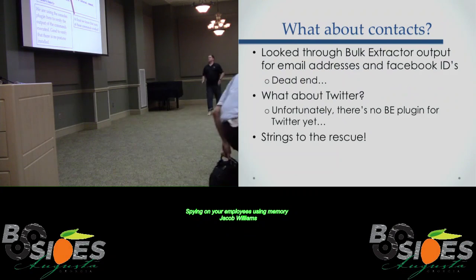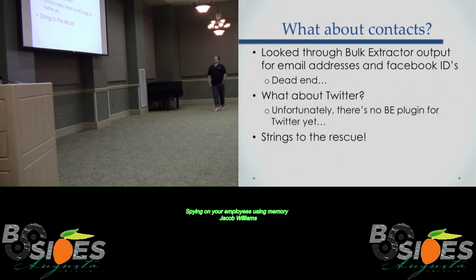I'm liking that. So, what about contacts, right? We looked at bulk extractor, and we're looking for email addresses and Facebook IDs. Dead end, right? Bulk extractor actually pulls these out. What about Twitter? Well, unfortunately, there's no bulk extractor plugin for Twitter yet. One of you could write one, or maybe I'll write one. It's hard to say. In any case, it doesn't automatically come out and say, here's Twitter.